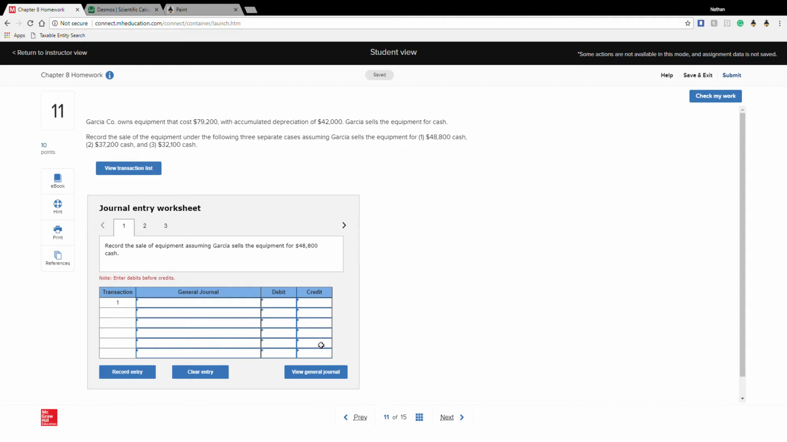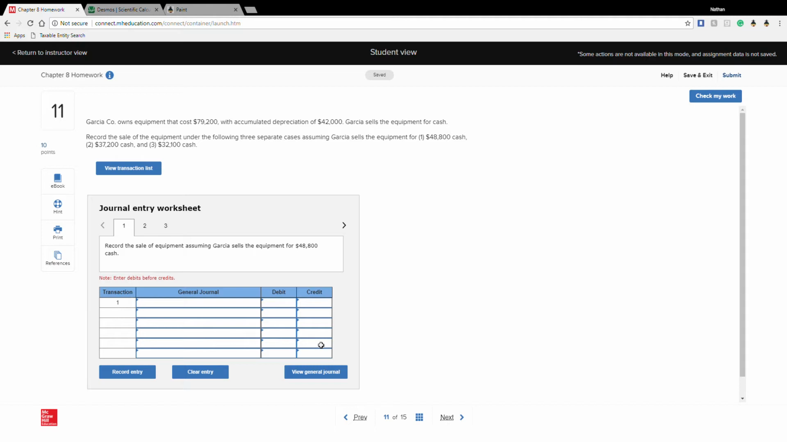Alright, so Garcia Co's coming back. It owns equipment that costs $79,200 with accumulated depreciation of $42,000. Garcia sells the equipment for cash. Cool. Record the sale of equipment under the following 3 separate cases. Assume Garcia sells the equipment for $48,800 cash, $37,200 cash, and good old $32,100. Alright, so we're looking at either something that's a gain or a loss.